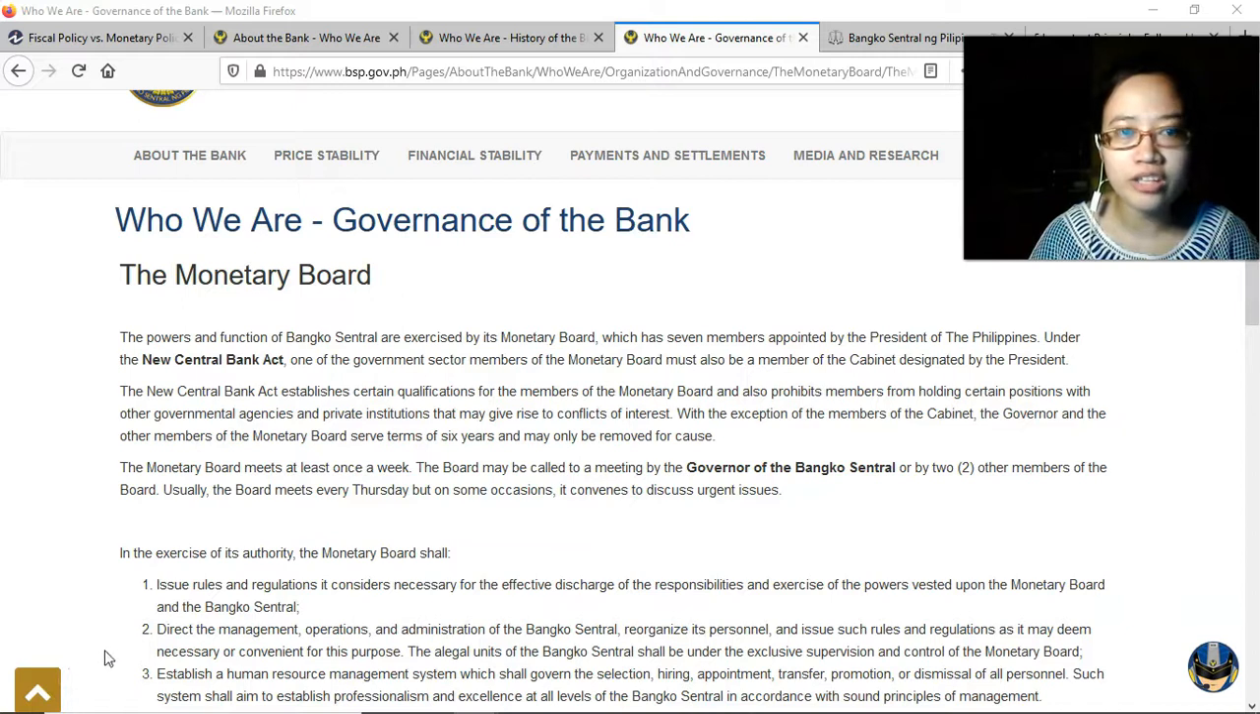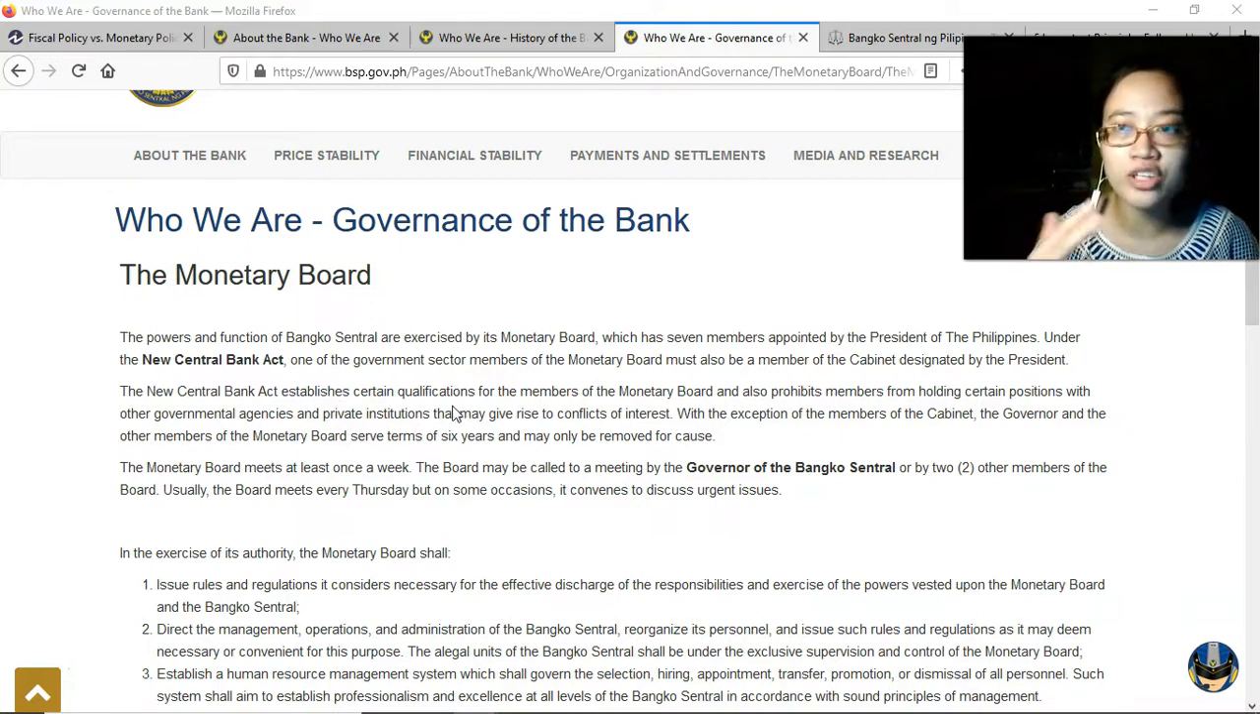So they have the monetary board. The powers and functions of Bangko Sentral are exercised by its monetary board, which has 7 members appointed by the President of the Philippines. Under the new Central Bank Act, one of the government sector members of the monetary board must also be a member of the cabinet designated by the President. So the new Central Bank Act establishes certain qualifications for the members of the monetary board.